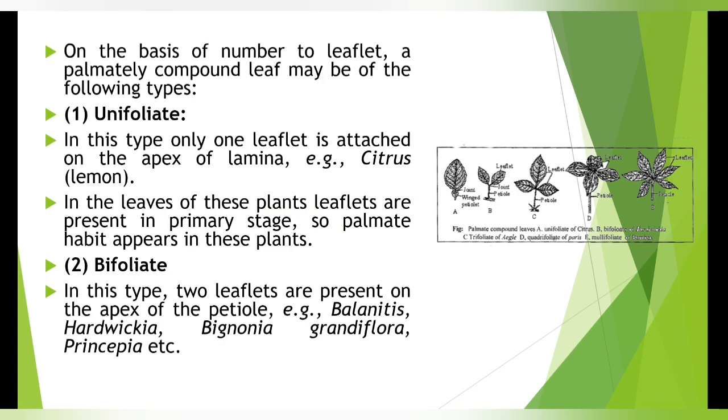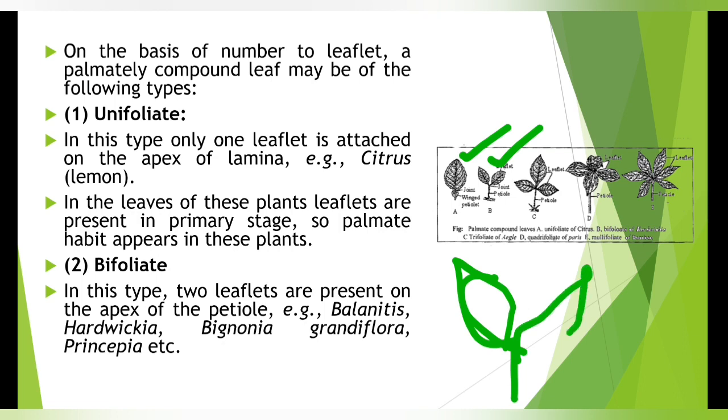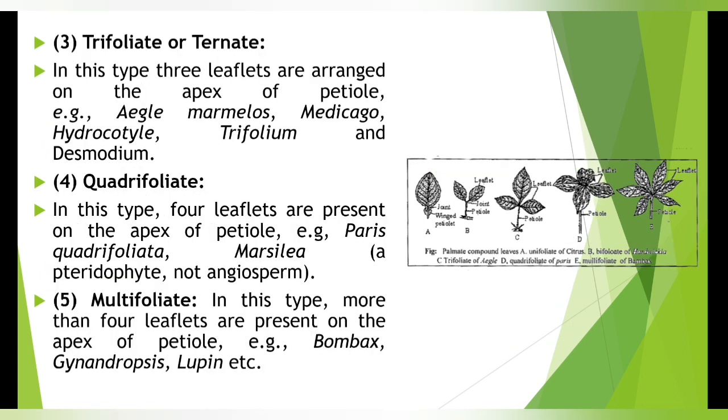On the basis of number of leaflets, they are unifoliate, where one leaflet is attached to the base of the lamina. Bifoliate, where two leaflets are attached to the apex of the petiole. Then trifoliate leaf, which is present in your Aegle marmelos, bael plant, where three leaflets are attached to a common point on the petiole. Then quadrifoliate, where four leaflets are attached to the petiole, and multifoliate, where more than four leaflets are present on the apex of the petiole.